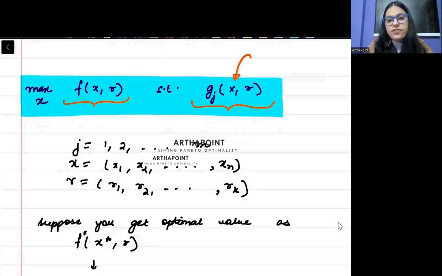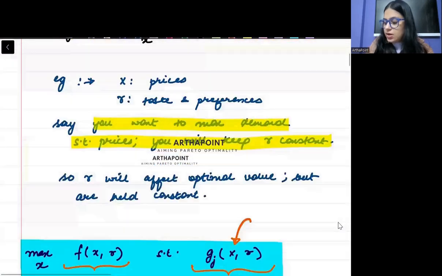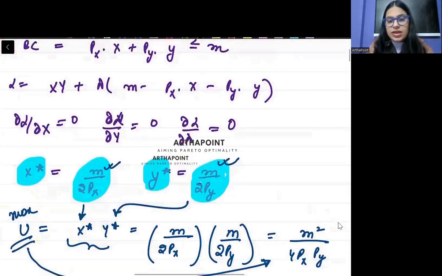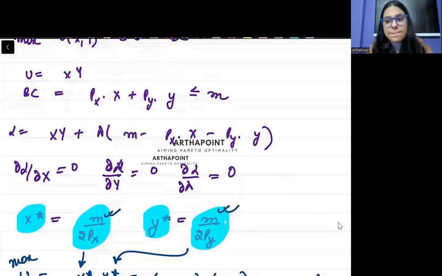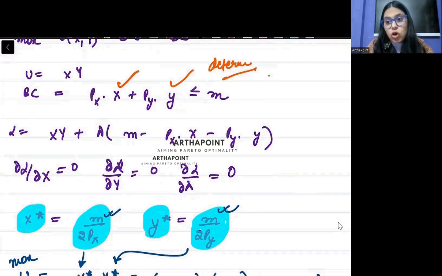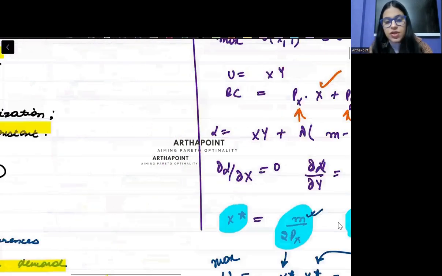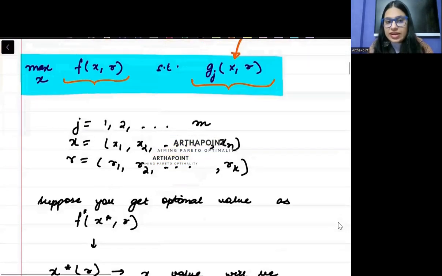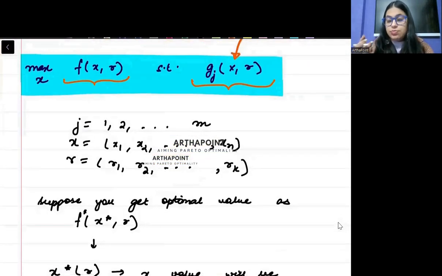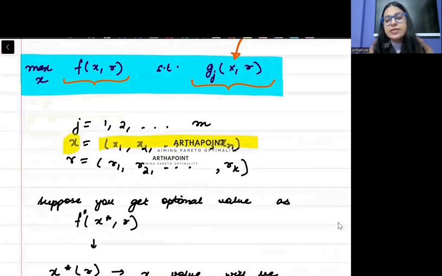In the constraint, you will have a function. For example, here my constraint was the budget line. In this budget line, I have this x, I have this y. These x and y are what I want to determine. These are endogenous. Their values I have to find from inside the model. But I also have px's and m. These are exogenous. They are determined outside the model. So in any problem given to you, you will have some x's, which are determined within the model, and some r's which are predetermined.